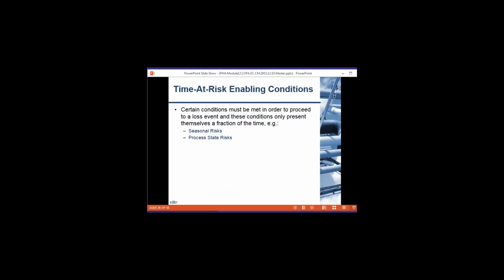This is once again an overview of time at risk enabling conditions. There are two types. And basically the takeaway here is there are certain conditions that must be met in order to proceed to a loss event. And these conditions only present themselves for a fraction of the time. So that means we're looking at seasonal risks as well as process state risks.